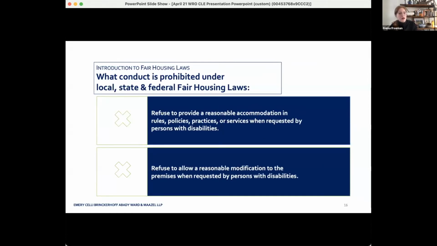And the next two slides I'll move through quickly because they touch on what will be the final third of our presentation that Diane is going to dive into much more closely, which is disability discrimination in the housing context. For our purposes now, I'll just say that it's unlawful under both the state and federal fair housing laws to refuse to provide a reasonable accommodation in your policies, practices, or services when requested by people with disabilities. And similarly, you can't block a reasonable modification if you own or manage a housing entity when it's requested by a person with disabilities.